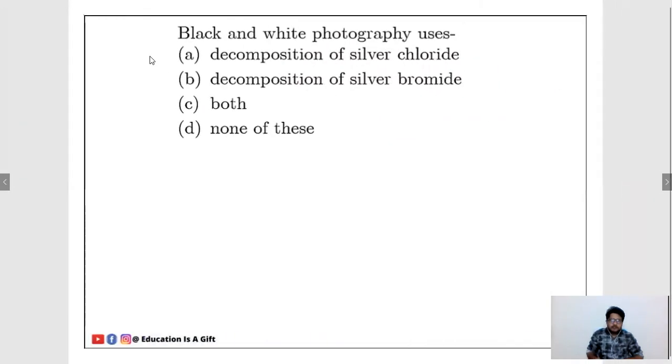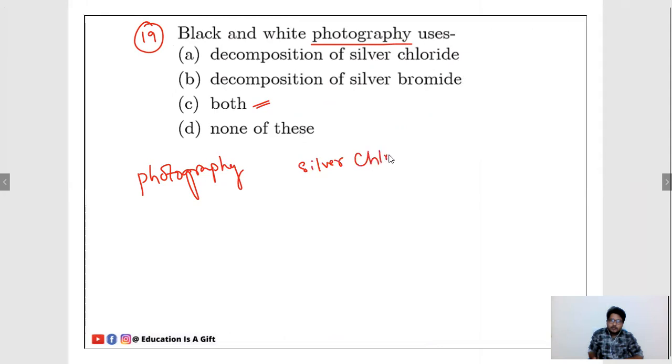19th question. Black and white photography uses decomposition of silver chloride, silver bromide, both, or none of these. Maximum students will go with both. Here they are not asking about photography in general. Guys, if a question is about photography, in photography, which one is used, you can write silver chloride.